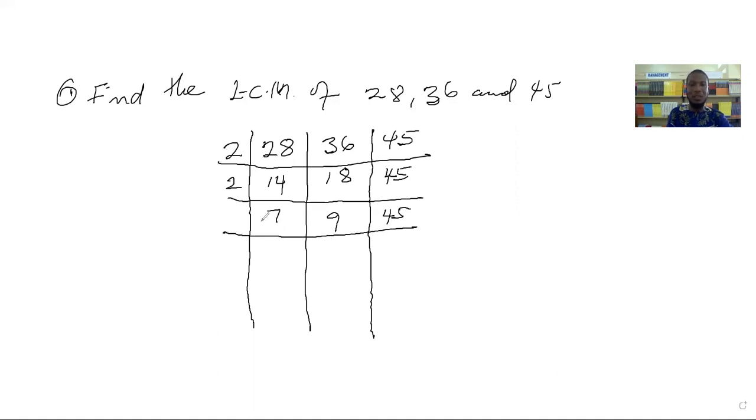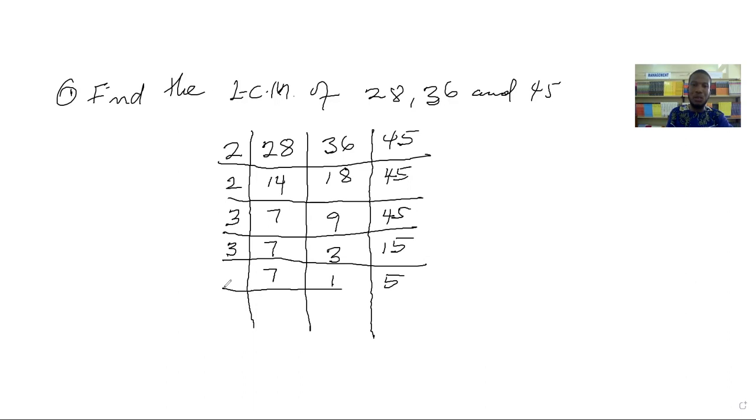But then the next prime number is 3. And 3 can go into these 2. So we use a 3. 3 cannot go into 7. We repeat the 7. 3 will go into 9 3 times and go into 45 15 times. All right. 3 can still go, so repeat the 3. Cannot go into 7, repeat 7. Goes into 3 once. Goes into 15 5 times. Good. 3 can no more go.